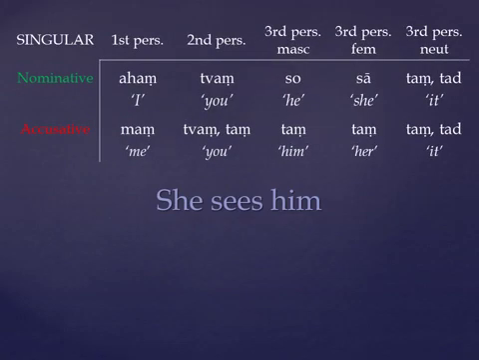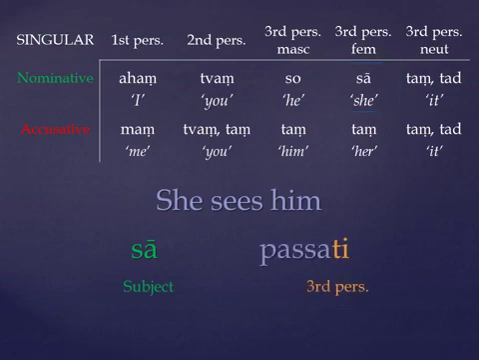If we wanted to create the sentence, she sees him, we'd have to use the third person pronouns. So referring back to our table, for the subject she, we use the nominative form, which is sa, and the verb sees must also take the third person ending, which is pasati, so that it matches the subject, and the object takes the masculine third person in accusative, which is tang.